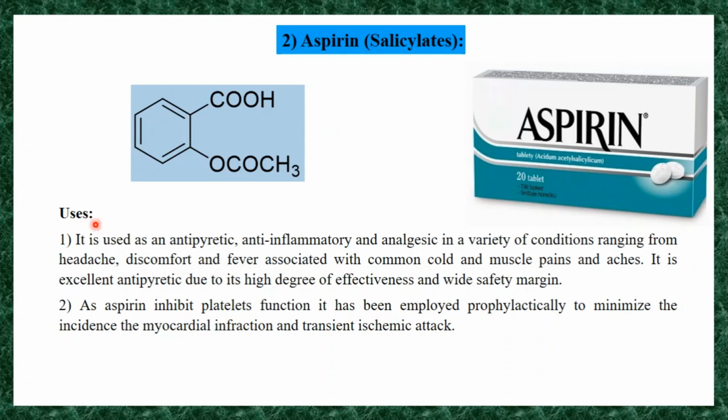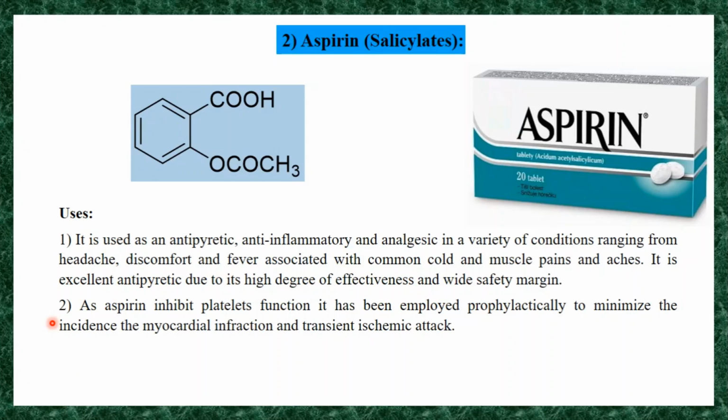Then aspirin. You know that aspirin is a salicylate, and salicylates were among the first analgesics to get recognition. It was introduced by the scientist Dreser in 1899. It is white crystalline, slightly soluble in water but soluble in ethanol, chloroform and ether. It is stable in dry air, but in the presence of moisture it hydrolyzes into acetic acid and salicylic acid.